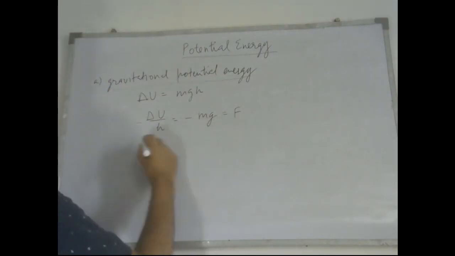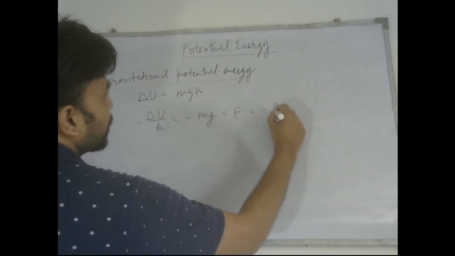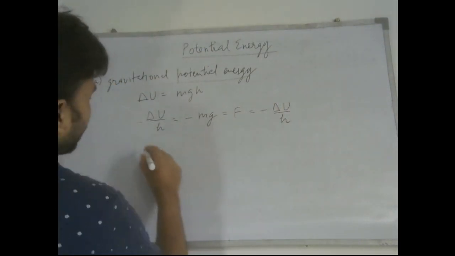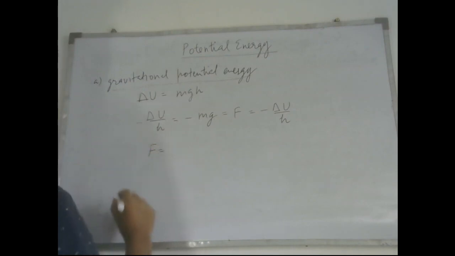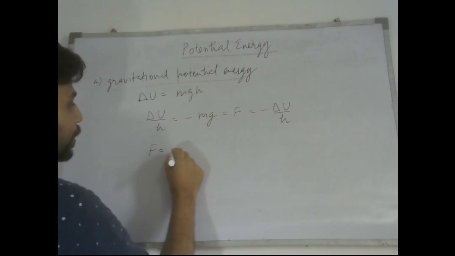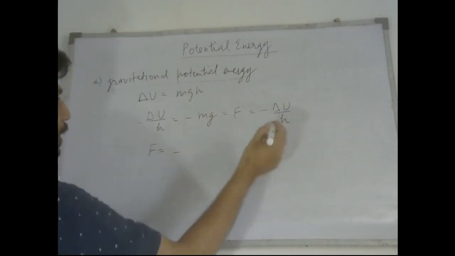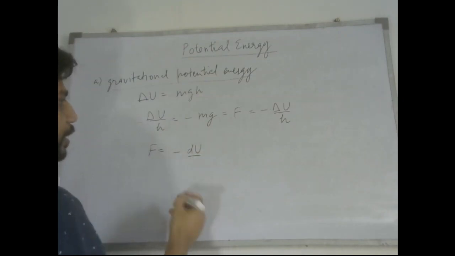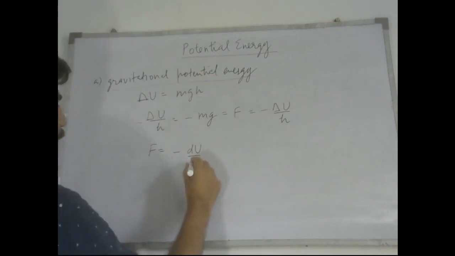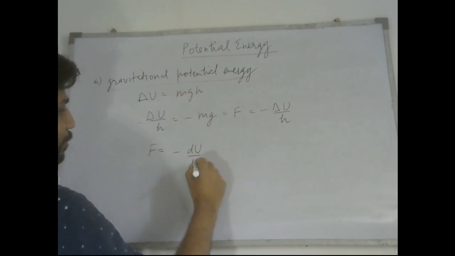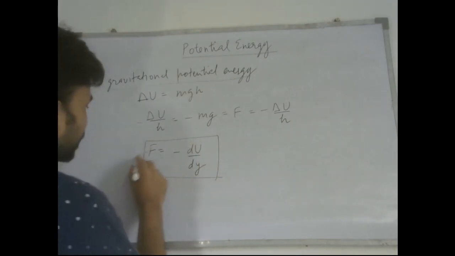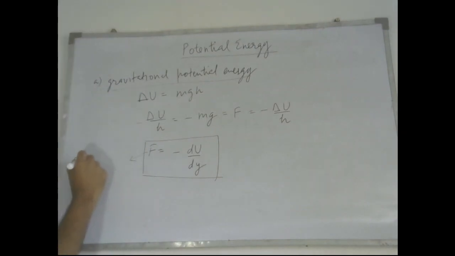So I can write the expression of force as minus delta U by h. So I can generalize this expression. The force acting on the system, which in this case is the gravitational force, is equal to, for a small change, minus dU, and for a small change in height, dh or dy. So this is the gravitational force.